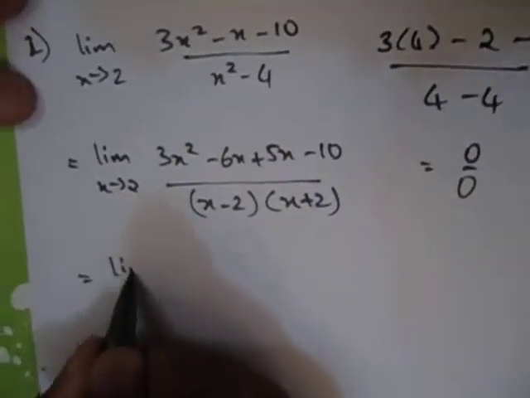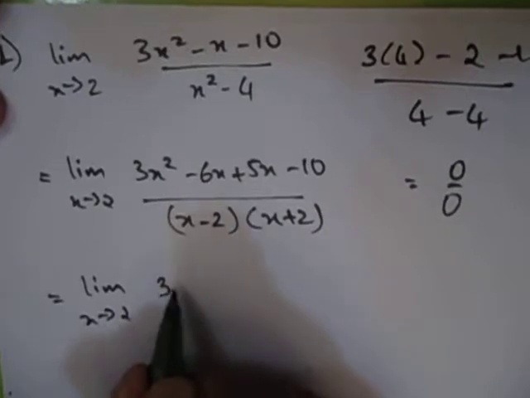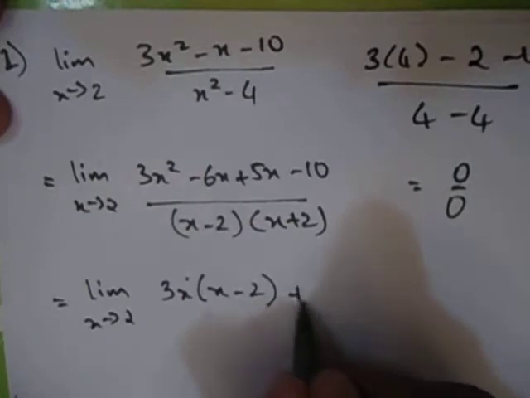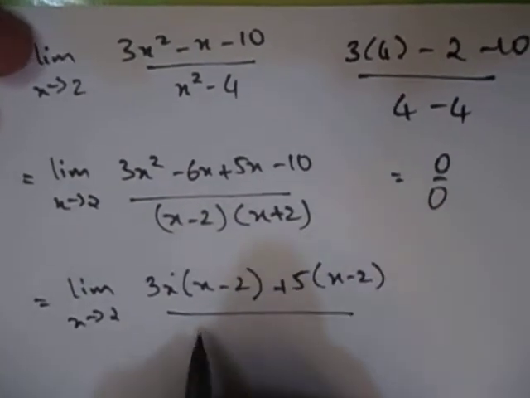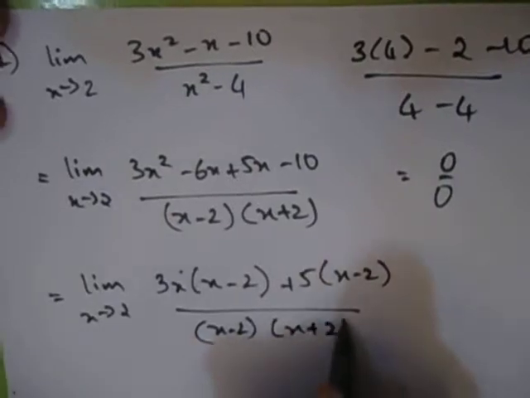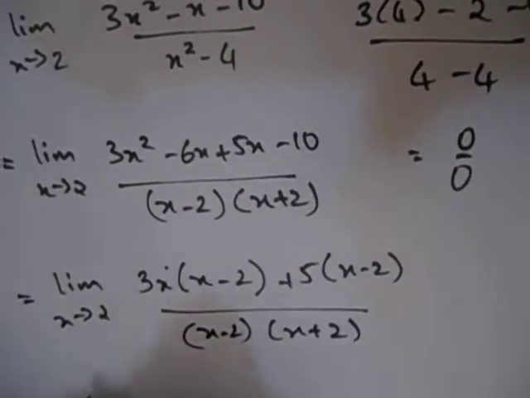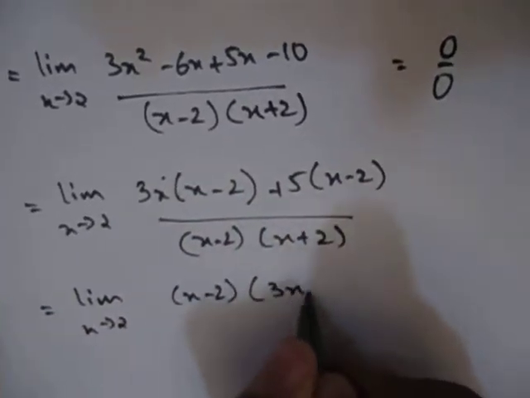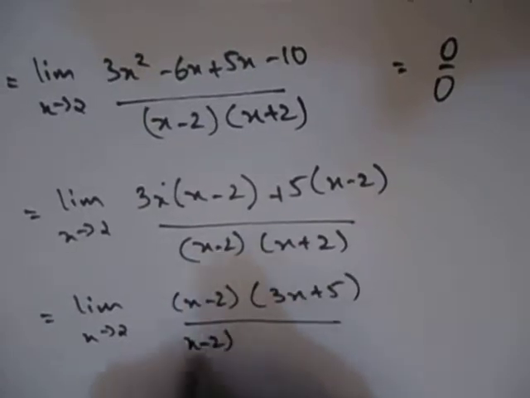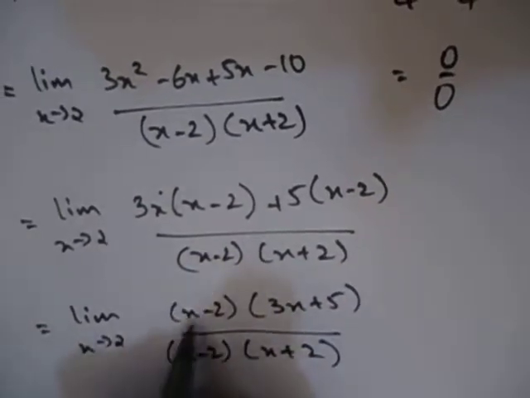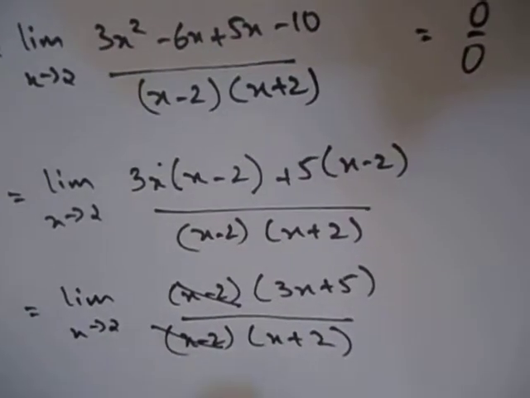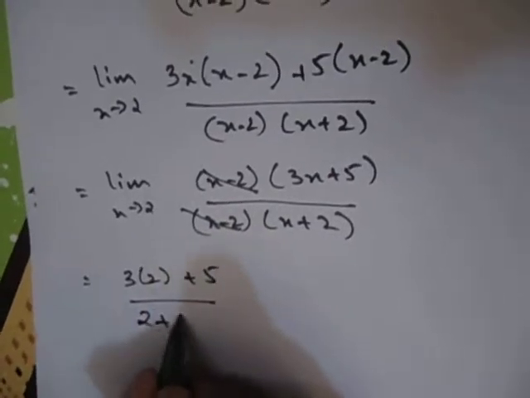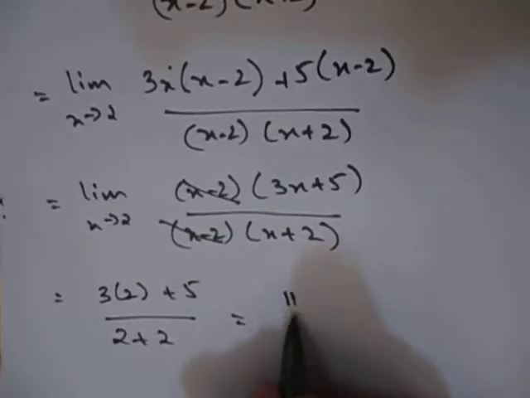Let's simplify it. We get 3x into x minus 2 plus 5 into x minus 2 by x minus 2 into x plus 2. So let's take x minus 2 common. We get limit x tends to 2, x minus 2 into 3x plus 5 by x minus 2 into x plus 2. So we see that x minus 2 gets cancelled. Now let's substitute the limit. We get 3 into 2 plus 5 by 2 plus 2. 3 twos are 6, 6 plus 5 is 11 by 4.